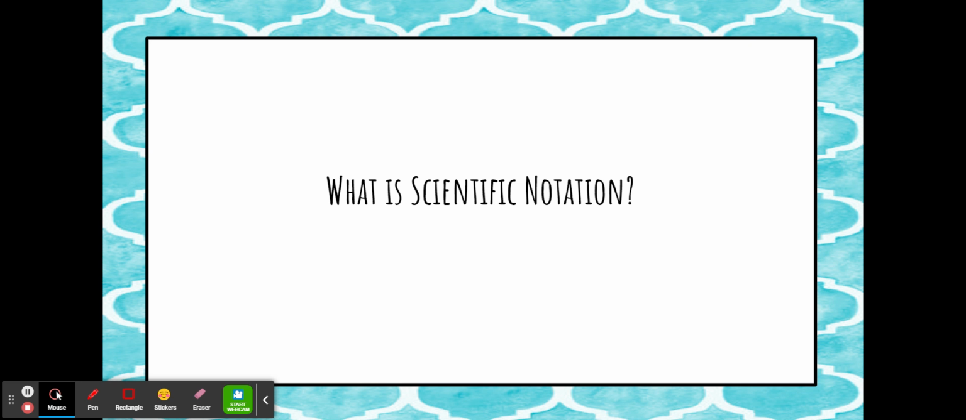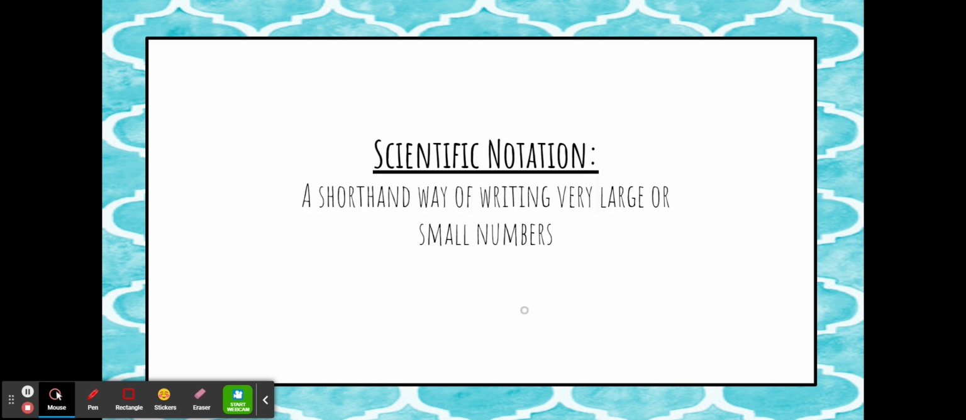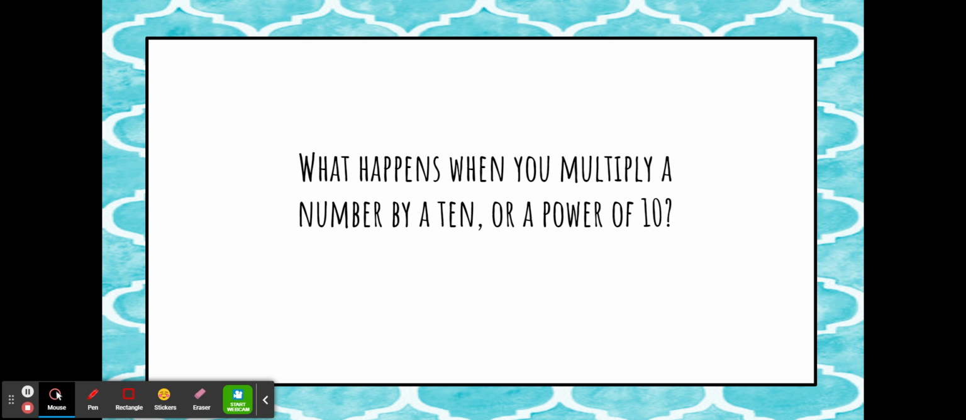All right, we're going to go over scientific notation. Scientific notation is a shorthand way of writing very large or very small numbers. What happens when you multiply a number by 10 or a power of 10?